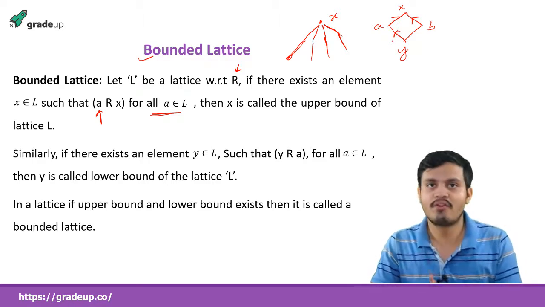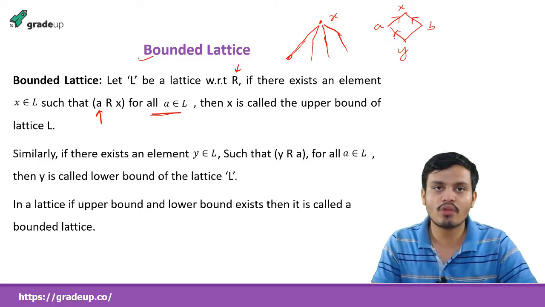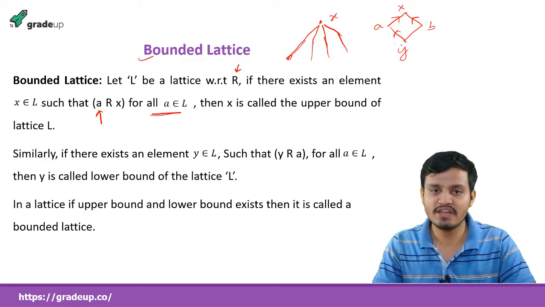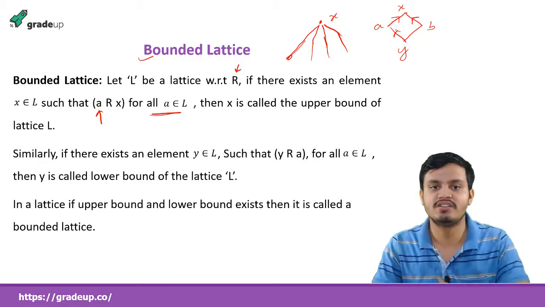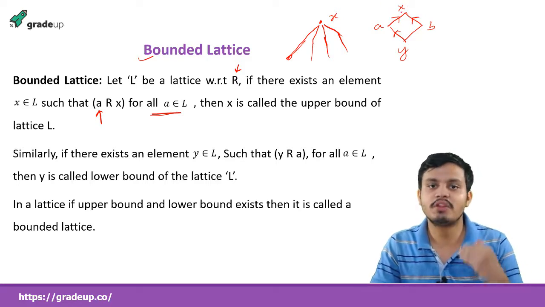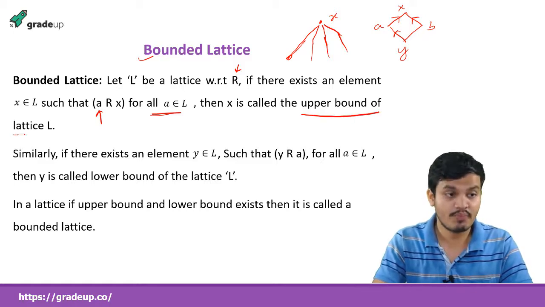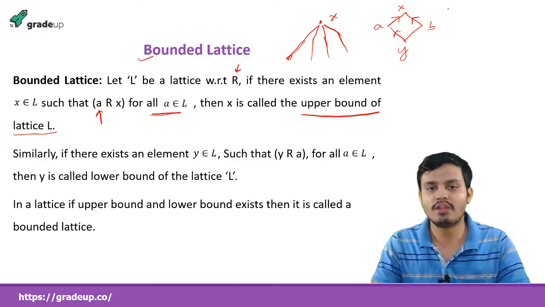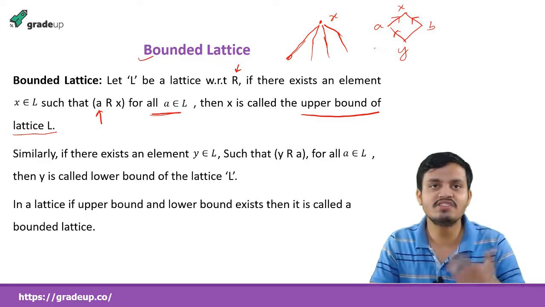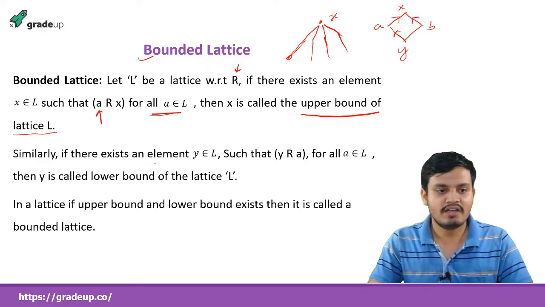I told you in our starting lecture that we don't need to see the count in the Hasse diagram, we don't need to draw the transitive edges. So Y is related to X through the transitive edges, but we don't need to draw them in the Hasse diagram. So every element is related to X, then X will be the upper bound of lattice L. If I ask you what will be the lower bound in this lattice, it is just the opposite. How? Every element, it is like that.